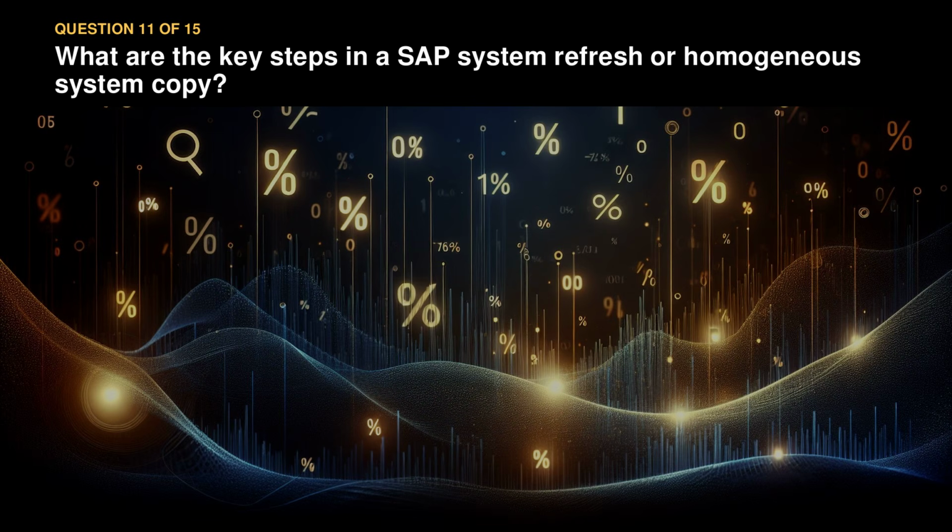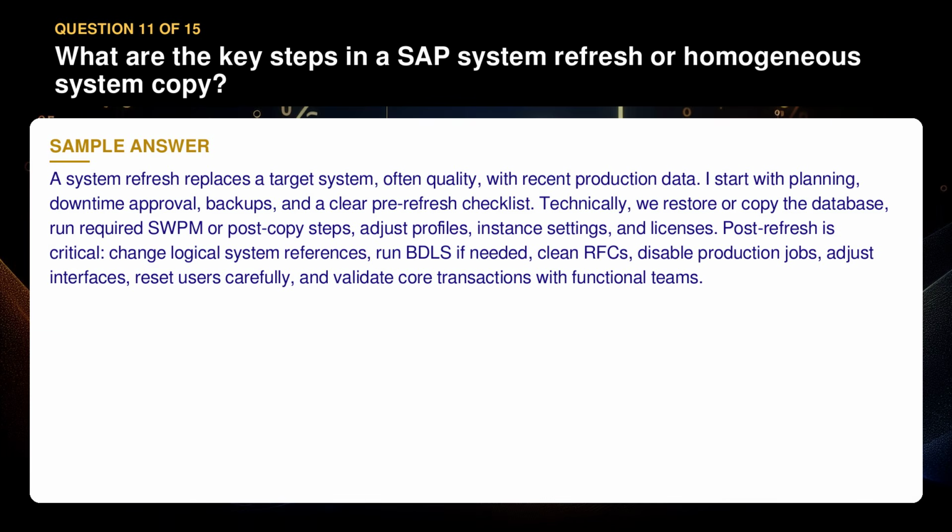Question 11. What are the key steps in a SAP system refresh or homogeneous system copy? A system refresh replaces a target system, often quality, with recent production data. I start with planning, downtime approval, backups, and a clear pre-refresh checklist. Technically, we restore or copy the database, run required SWPM or post-copy steps, adjust profiles, instance settings, and licenses.